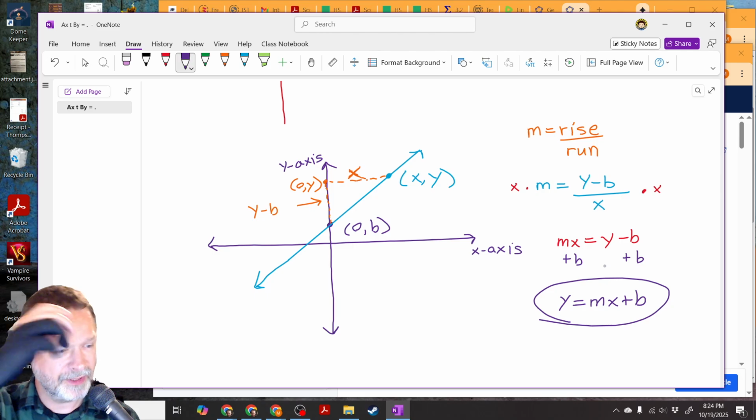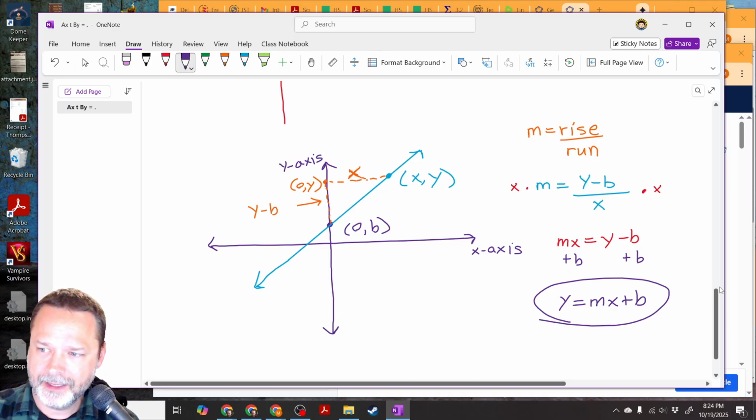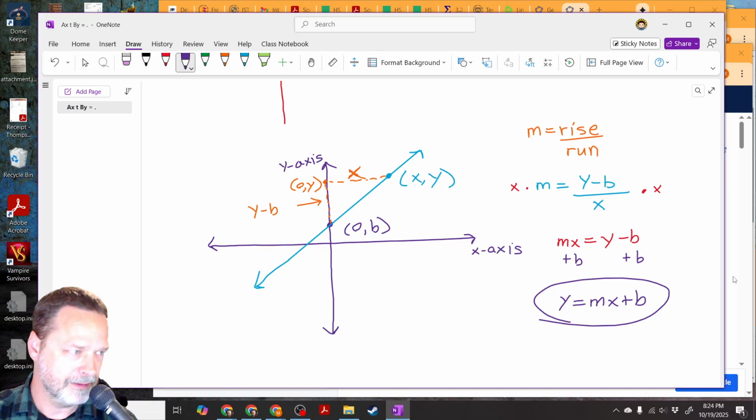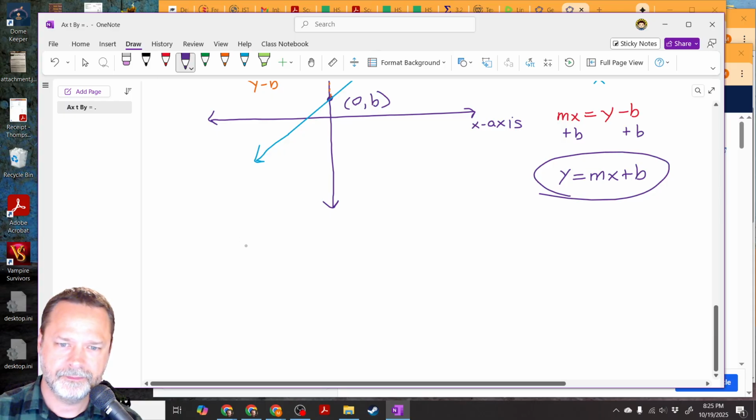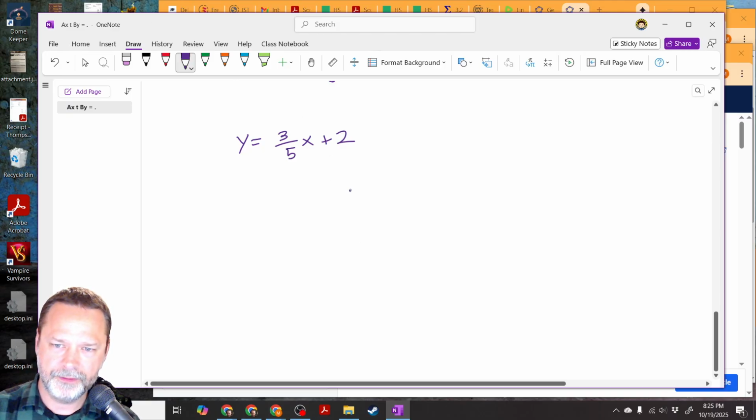Now, I'm just going to show you guys a quick example with a graph. So let's take a graphing calculator, and I'm thinking, let's graph y equals 3/5 x plus 2, just for fun. And if we were going to do that by hand, we would say, okay, well, plus 2.